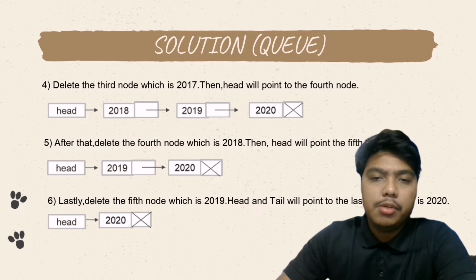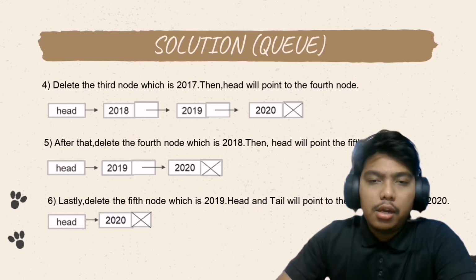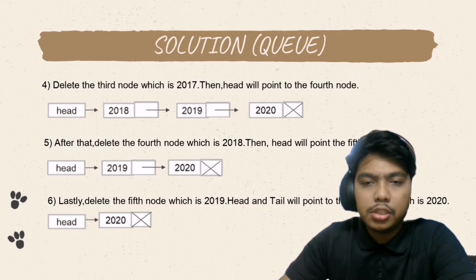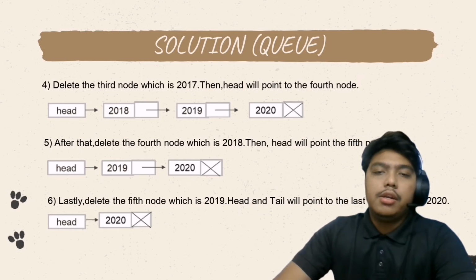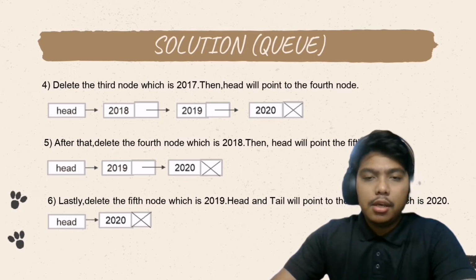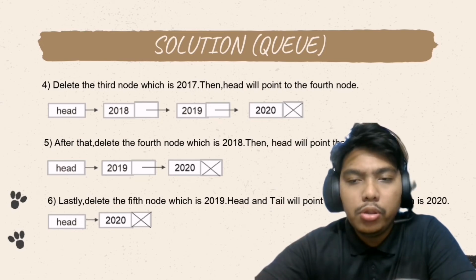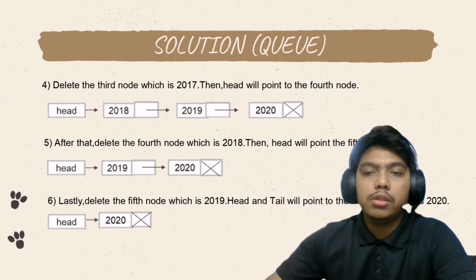Okay, for the fourth step, we will DQ the third node, which is 2017, and our head will point to the fourth node, which is 2018. For the fifth step, we will delete or DQ the fourth node, which is 2018, and then our head will point to the fifth node, which is 2019. And the sixth step, which is the last, we will delete the fifth node, which is 2019, and head and tail will point to the last node, which is 2020.